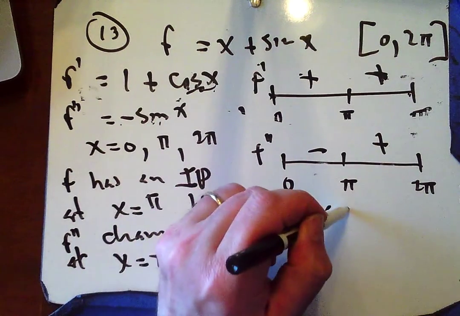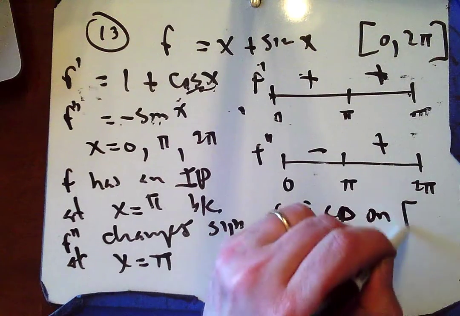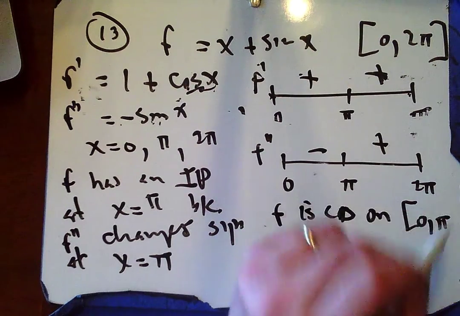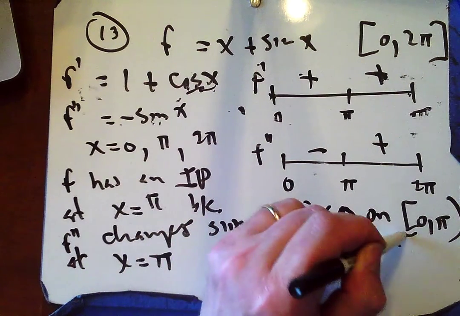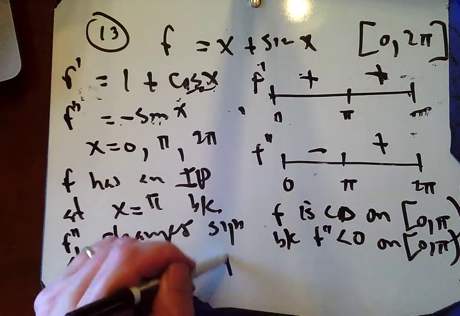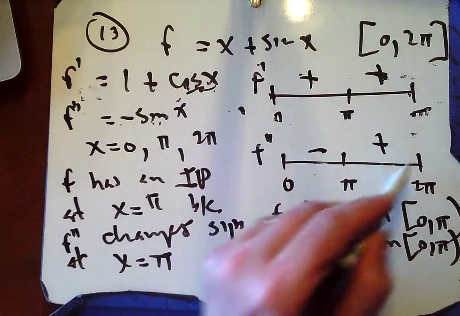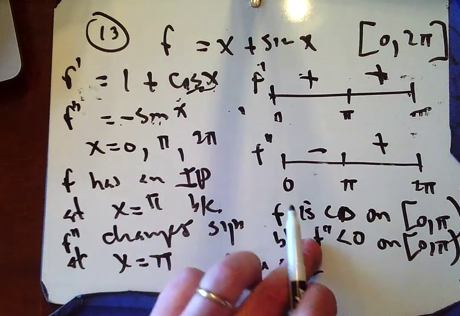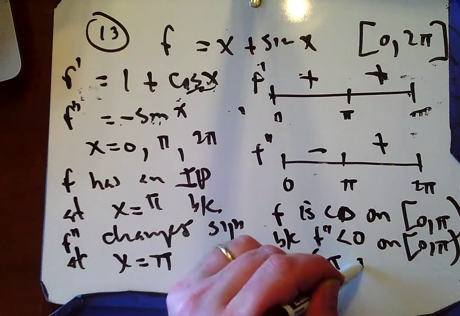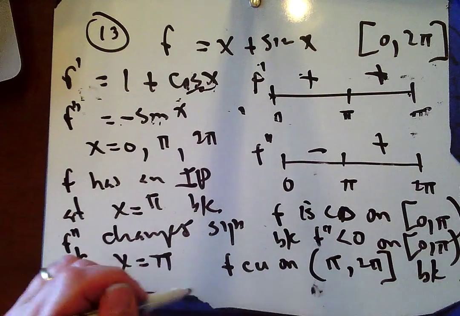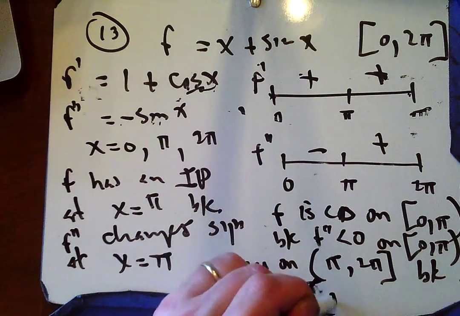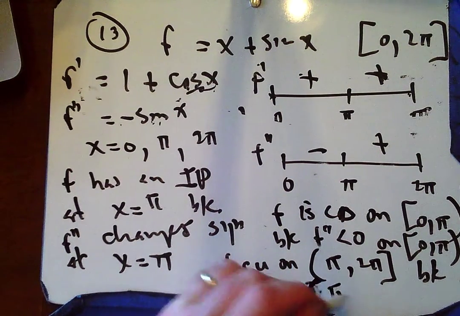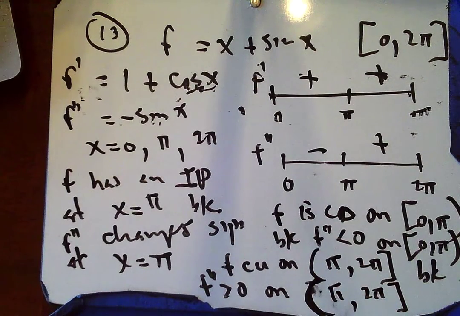F is concave down on 0 to pi because f double prime is less than 0 on 0 to pi. And we know that f is concave up on pi to 2 pi because f double prime is greater than 0 on pi to 2 pi. All right, there, we did all the bits.